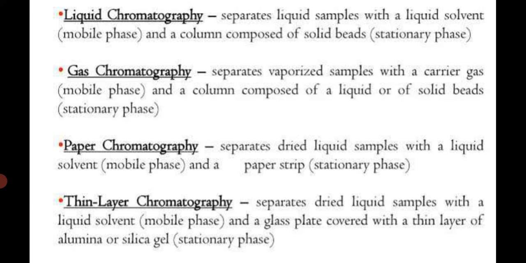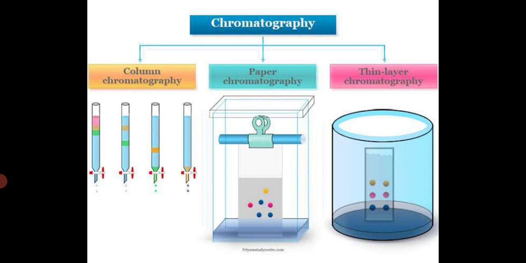Paper chromatography separates dried liquid samples with a liquid solvent, that is the mobile phase, and a paper strip, that is the stationary phase. Thin layer chromatography separates the dried liquid sample with a liquid solvent, that is the mobile phase, and a glass plate covered with a thin layer of alumina or silica gel, that is the stationary phase.